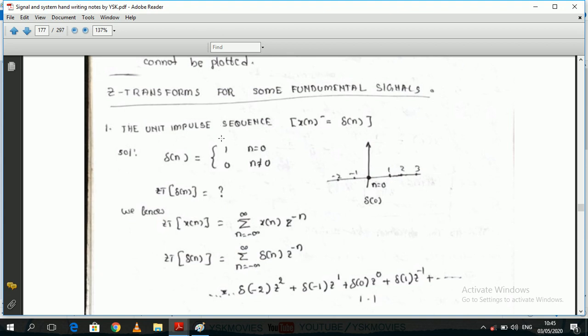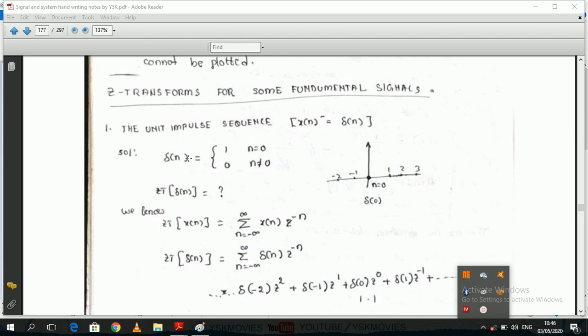If you consider unit impulse sequence, x of n is equal to del of n. The frequency domain of an impulse signal is 1, and likewise the Z transform is also 1, but how? Let's see del of n. One thing we should remember is that if you want to find any Z transform, we should know the functional representation and graphical representation. This is the functional representation of del of n. This is the graphical representation.